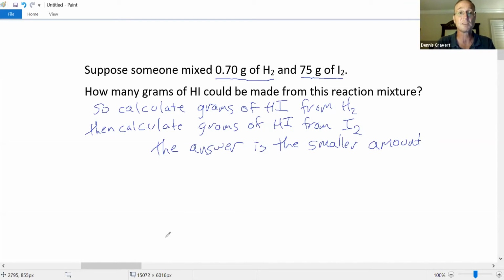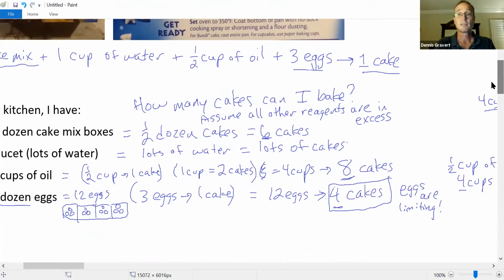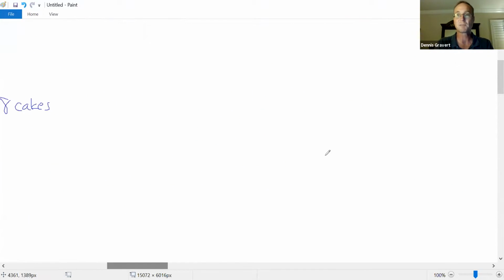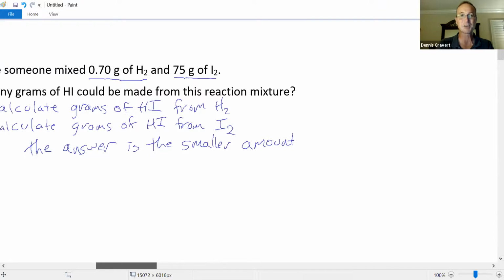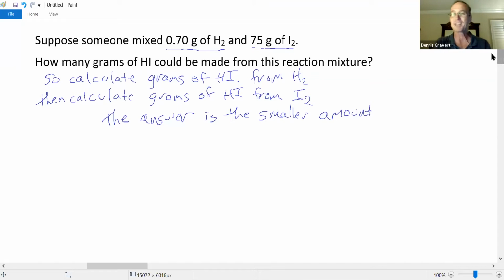Right? That was how we did the cake analogy. We said, okay, half a dozen cakes made 6, oil made 8, eggs made 4. We took the smallest amount, 4. That was the answer. The eggs were the limiting reagent, and the answer was you can only make 4 cakes. So let's just do the same thing up here. We're going to need to do a little more stoichiometry, so go back and review that video if you want some help on the calculations, but I'll walk you through it right now.